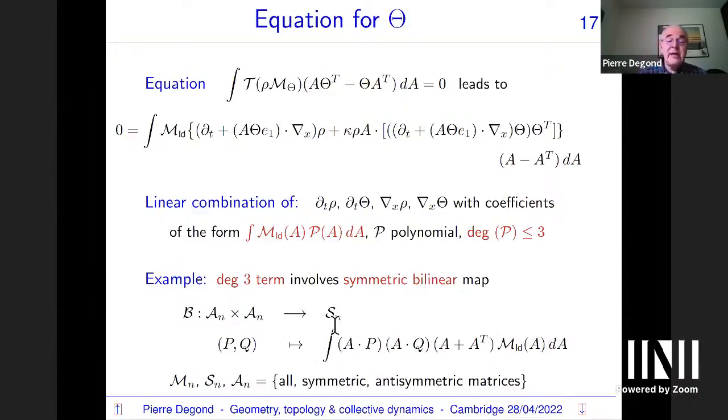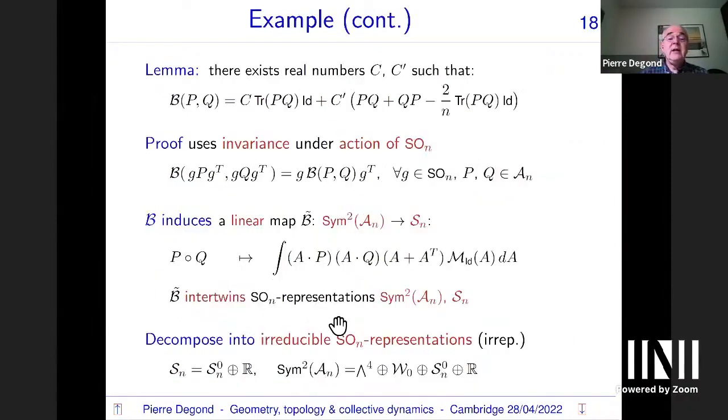And in fact, the remarkable result is that, in spite of that, this bilinear form depends only on two real coefficients. You can express it as the two coefficients C and C prime times these bilinear expressions here. And how you can reduce this large number of coefficients to this small number is by using invariance, of course, by the group action of SO(n).